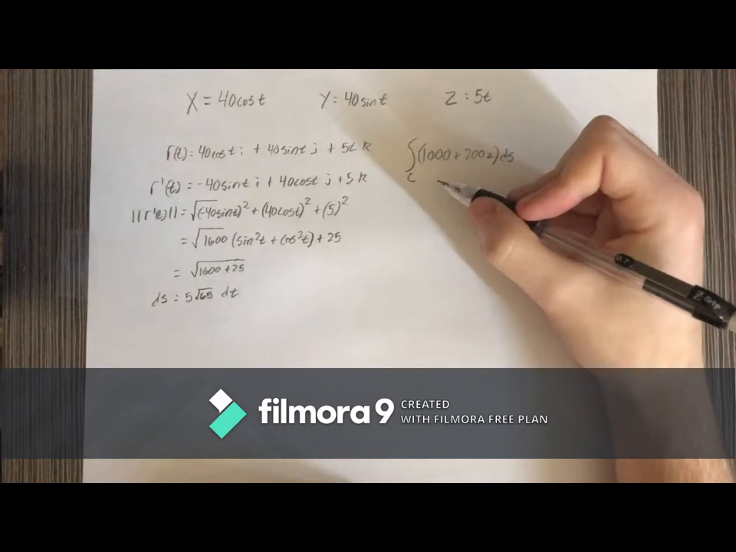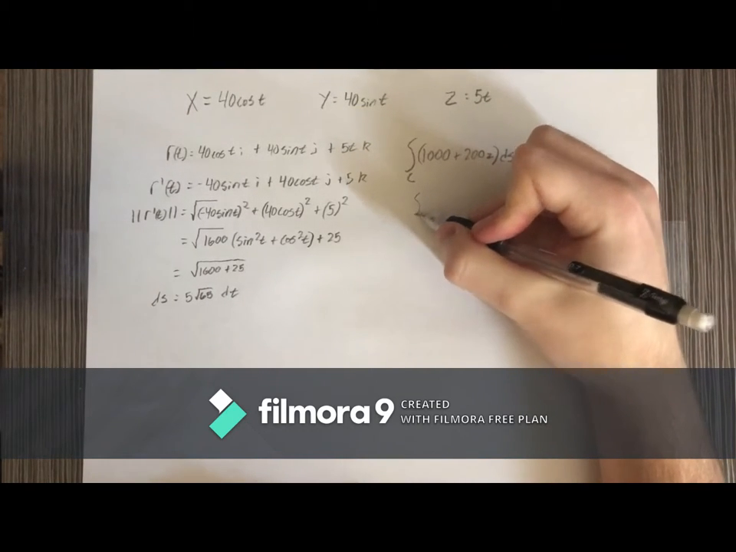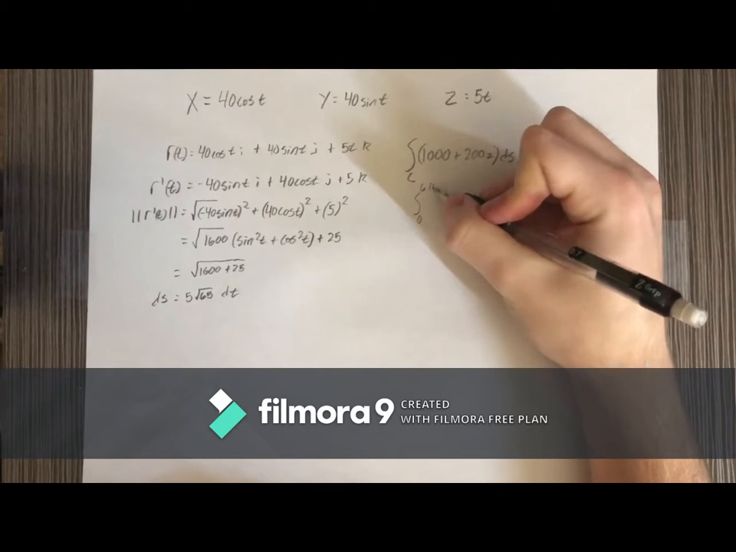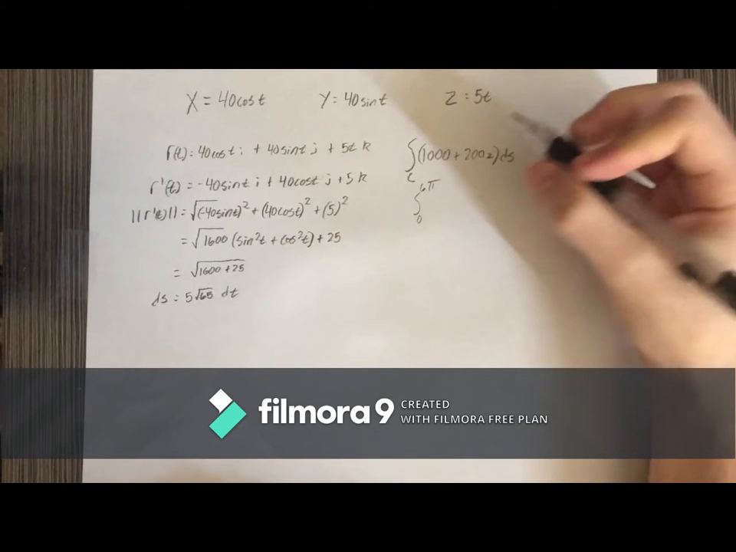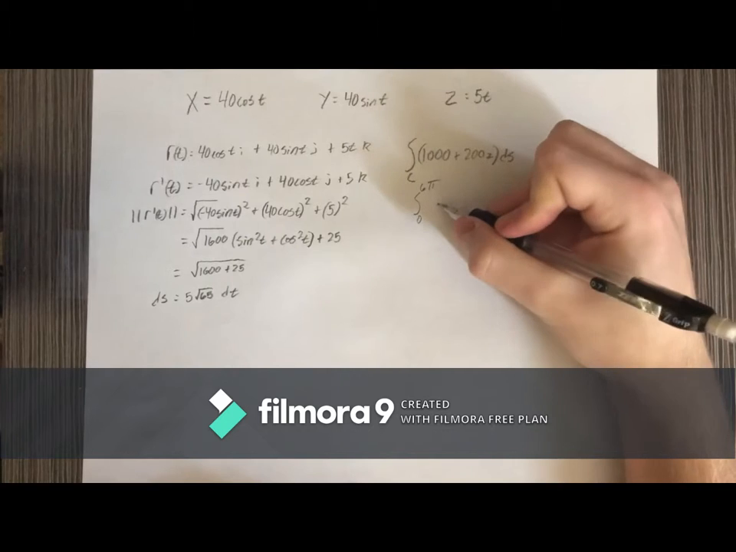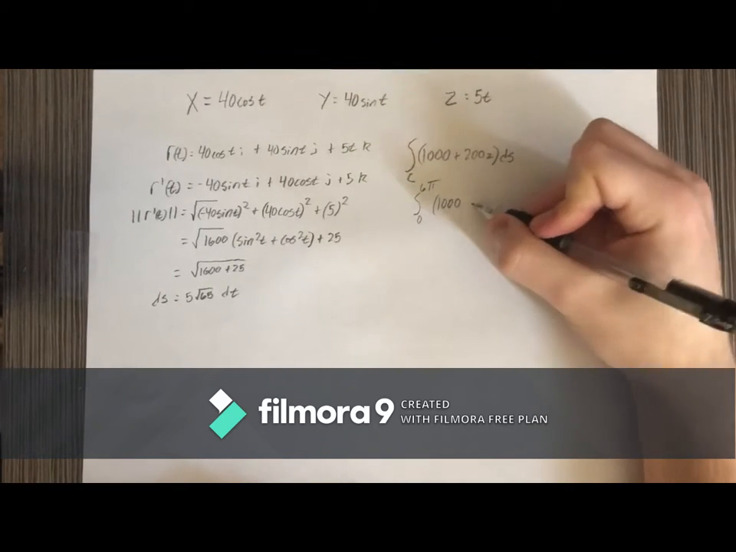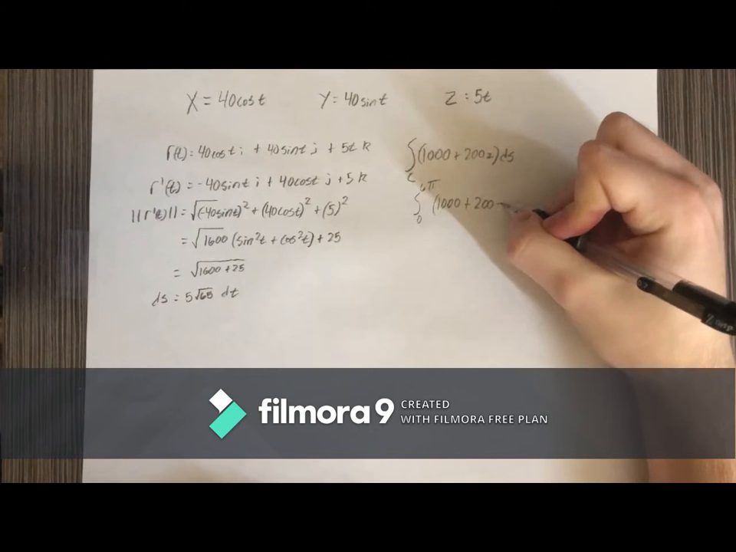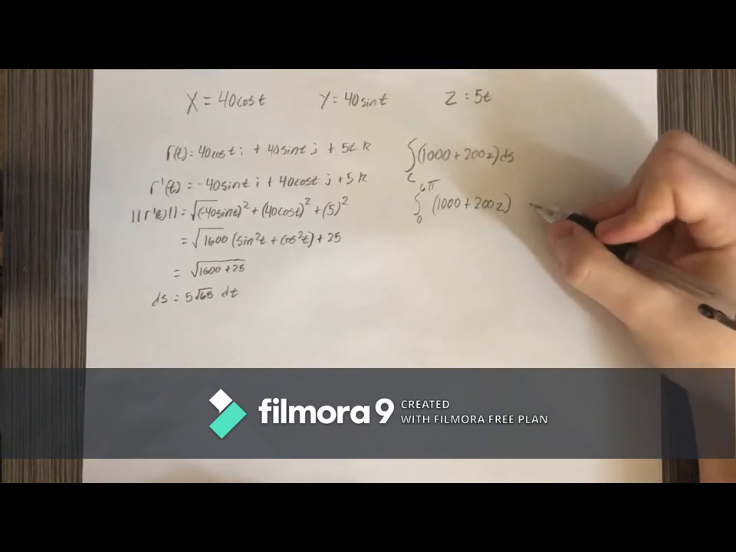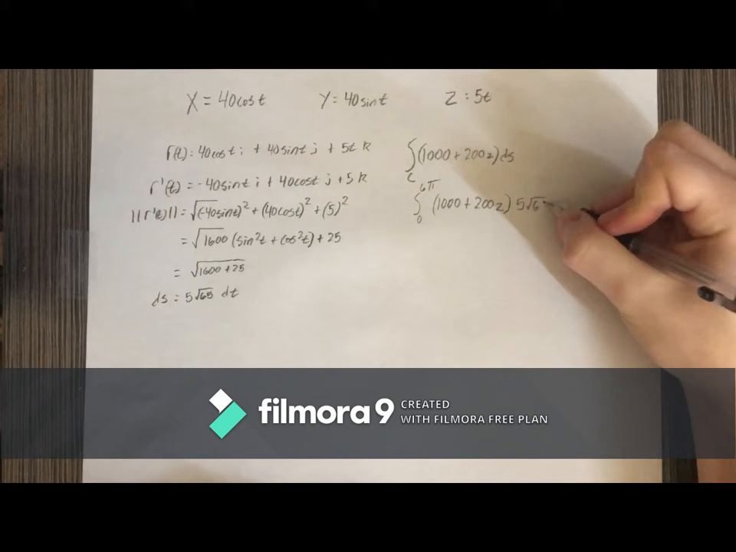Once we have ds, we can simply plug it into the original line integral with the bounds 0 to 6 pi. These bounds are found by 0 being the initial point of t, and 6 pi being the end of the third revolution in terms of radians. 2 pi radians per revolution, and 3 revolutions means 6 pi radians. After plugging in ds, you have the integral from 0 to 6 pi of (1000 plus 200z) times 5 square root of 65 dt.